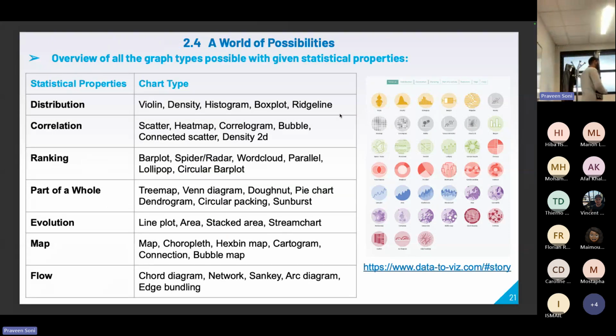By the time we can see different possibilities, or I can say a world of possibilities. So all the graphs come in one place. Can anyone tell me the meaning of statistical properties? What is the meaning of statistical properties? When I say statistical properties, what does it mean? Like statistical properties of the data set. No one?